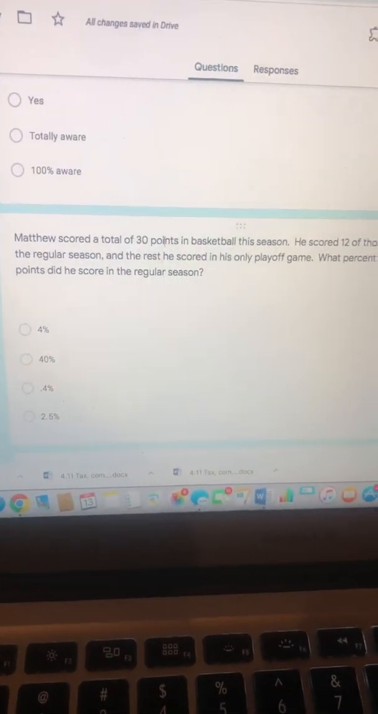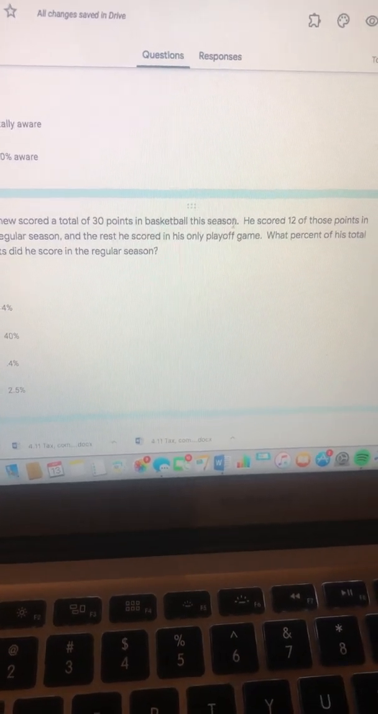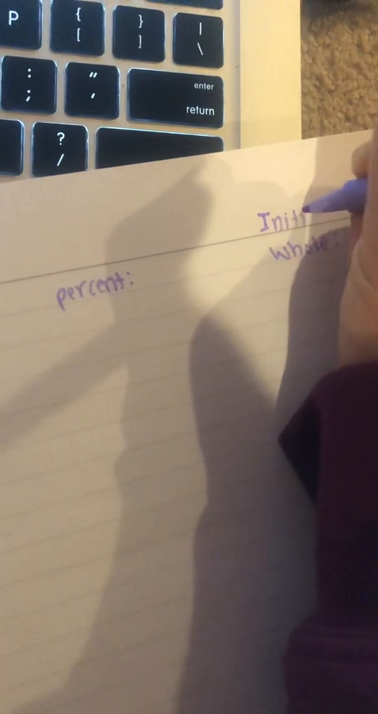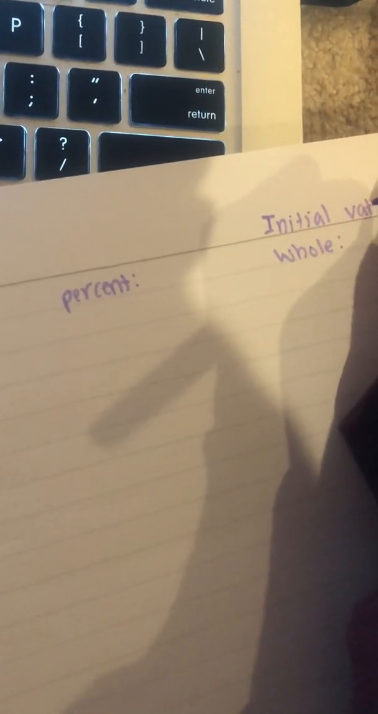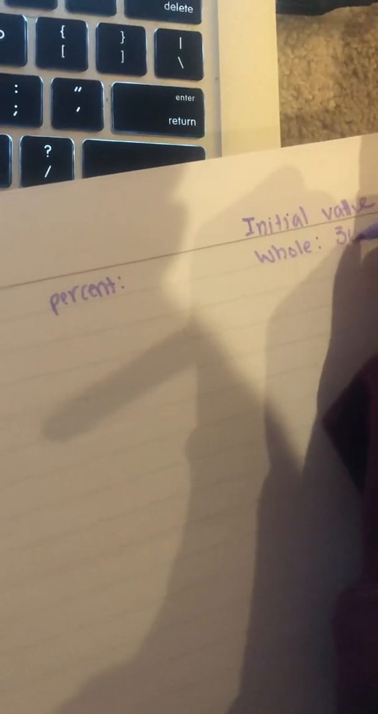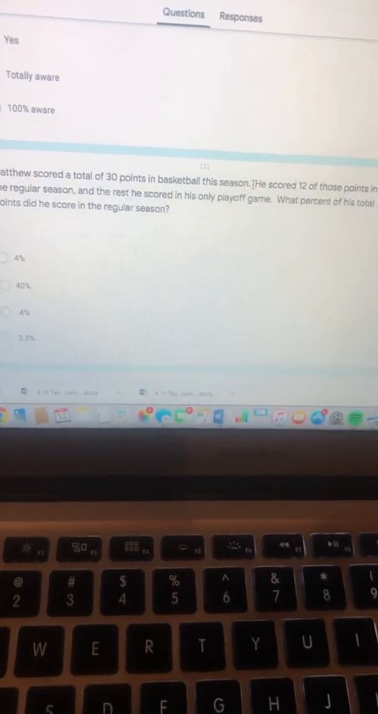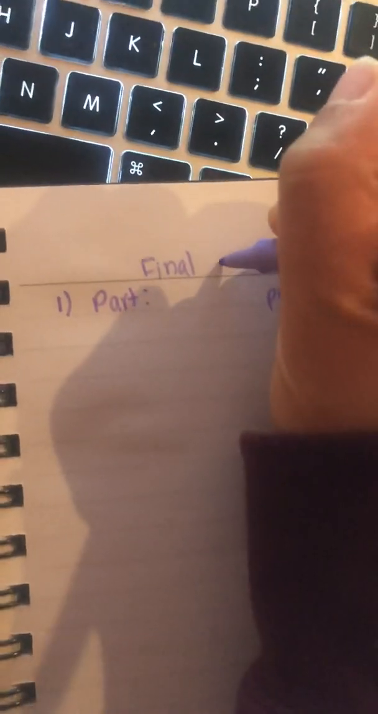So it says Matthew scored a total of 30 points in the basketball season. That is the whole, that is my total, that is the initial value here. Okay, and so the total is 30. Now he scored 12 of those points in the regular season. So in terms of regular season, his final score, which is the part, was 12. Okay, so the first thing you should have checked is, did I identify my whole and my part correctly?